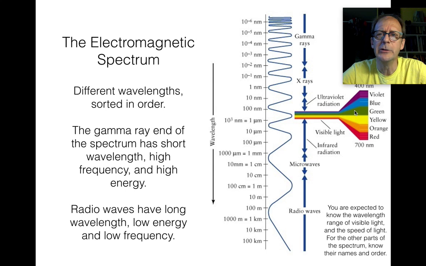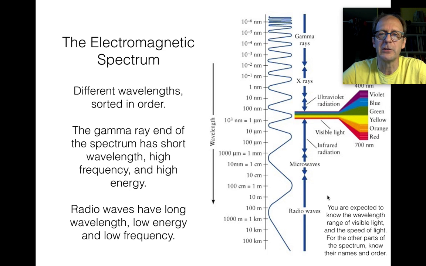So I do expect you to know the wavelength range of visible light, 400 to 700 nanometers. I do not expect you to have memorized the wavelength boundaries between X-rays and gamma rays, or infrared and microwaves or radio waves. But visible light is 400 to 700 nanometers.